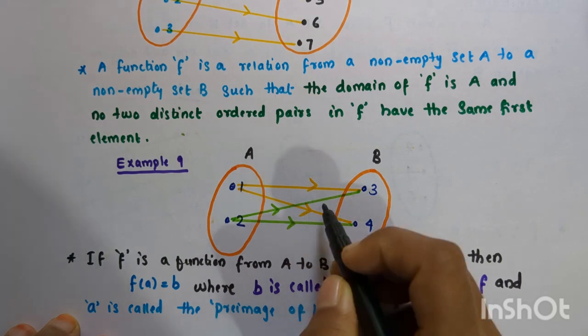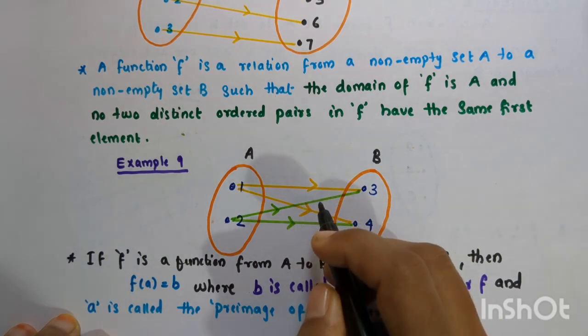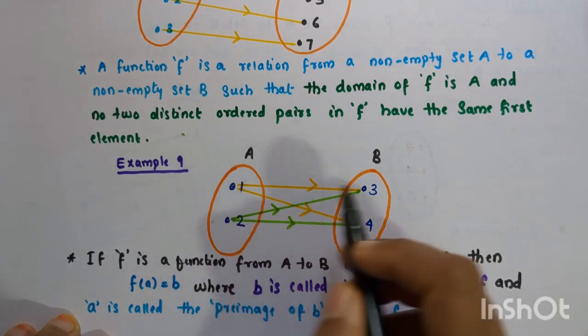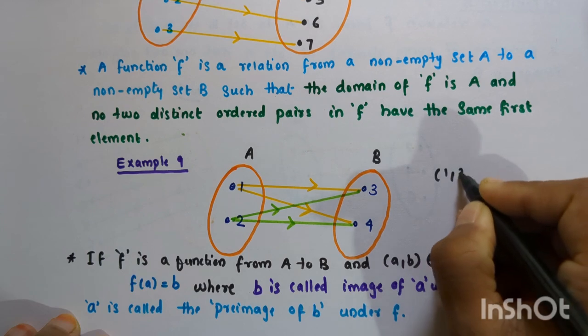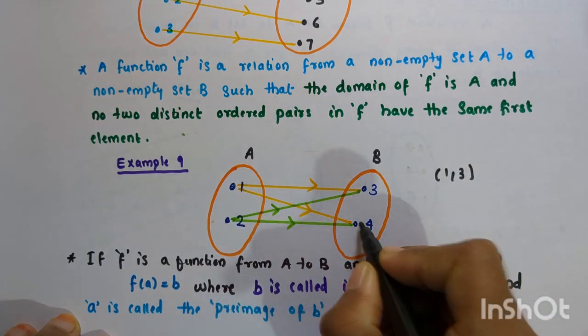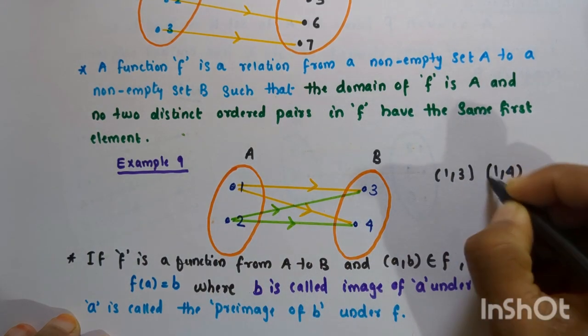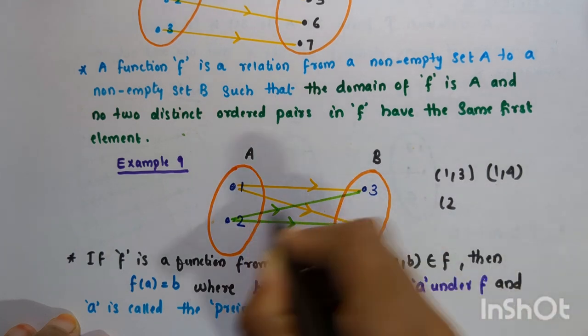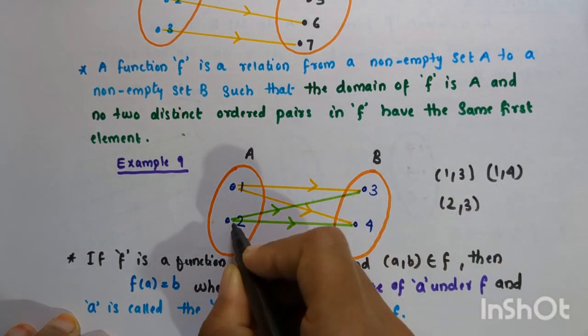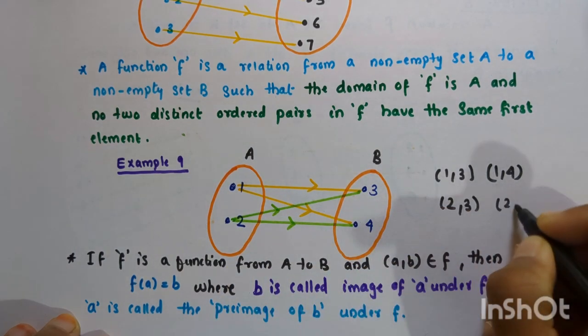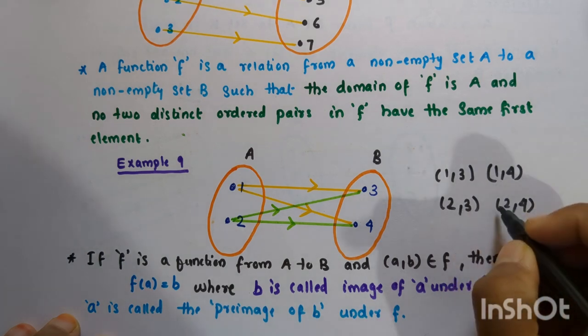In this relation, if we write the ordered pairs, the first element 1, second element 3, so (1, 3). First element 1, second element 4, so (1, 4). Then first element 2, second element 3, so (2, 3). First element 2, second element 4, so (2, 4). These are the ordered pairs here.